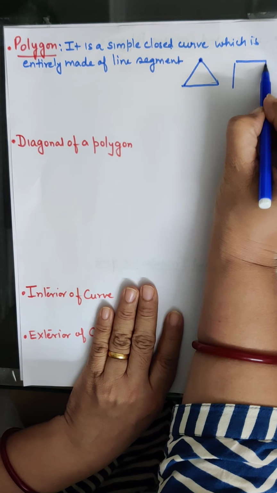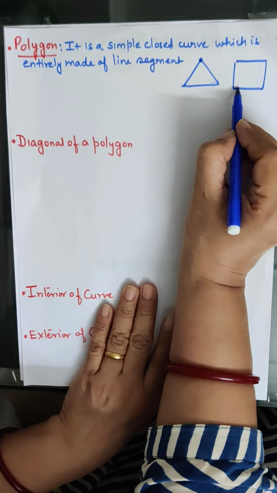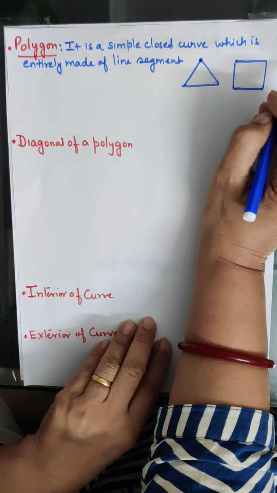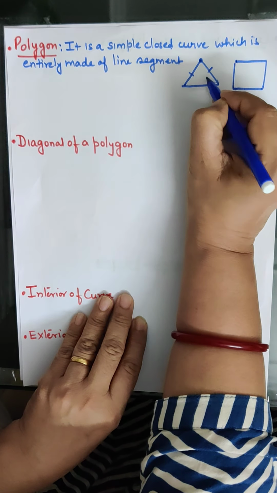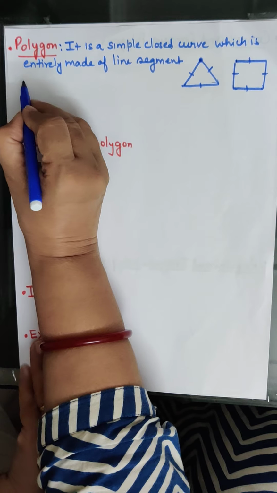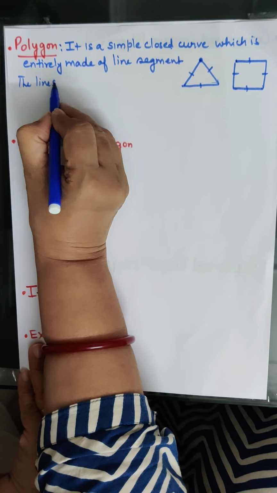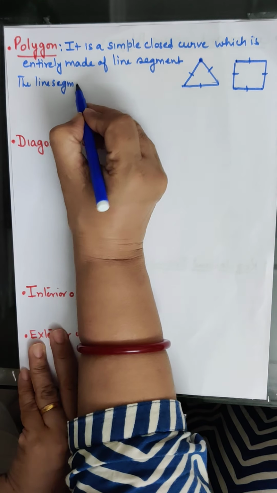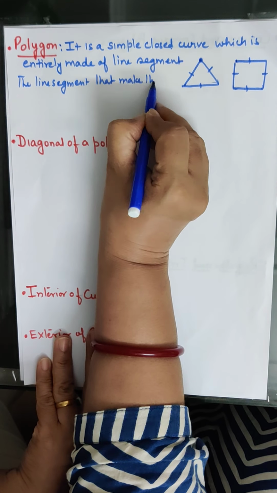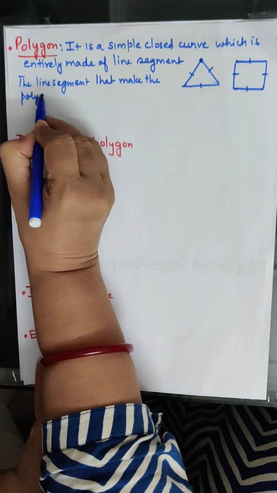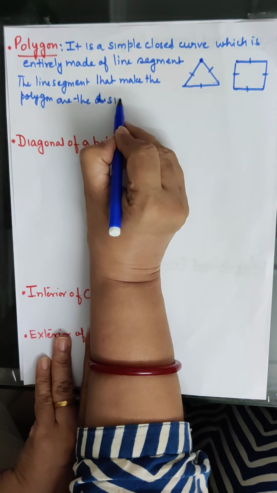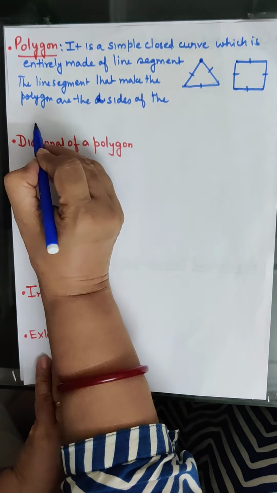Now I make any four sided figure. This is again a polygon. Say suppose starting from here, again ending but not crossing anywhere, right? These line segments, these are called the sides of the polygon. So we say the line segments that make the polygon are the sides of the polygon.